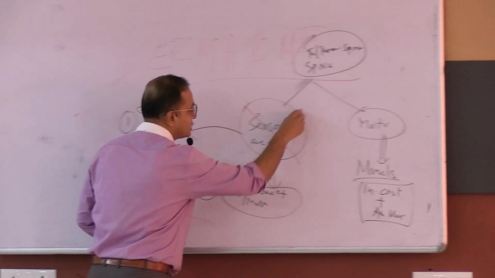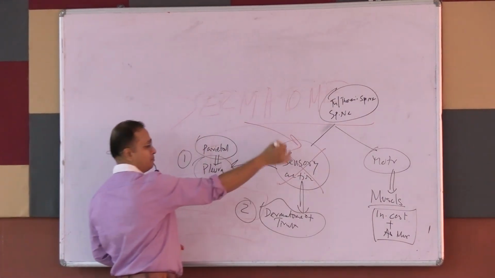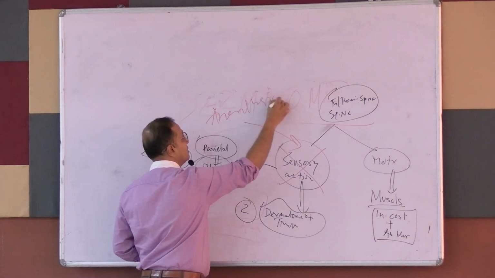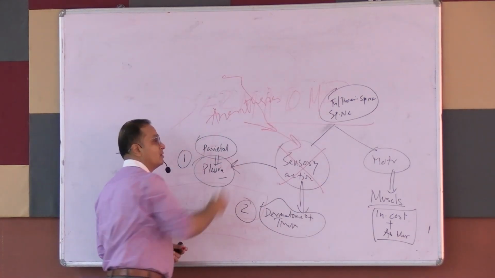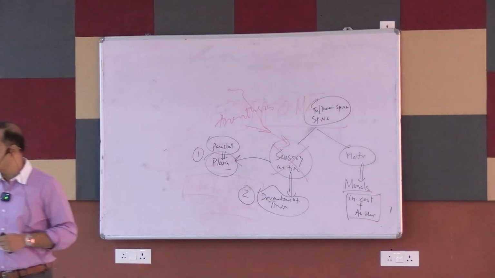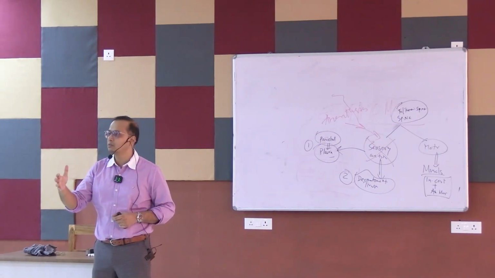So, the sensory actions need to be blocked. This blocking of sensory actions we call anesthesia. So we put in some kind of drugs to temporarily destabilize the nerves, so that they cannot feel any touch, pain and temperature, and we do the surgery.